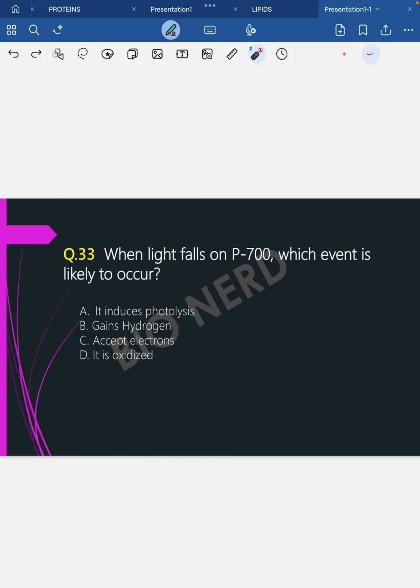Okay, next, when light is absorbed by the P700, then electrons escape out and move towards the primary electron acceptor, and P700 becomes oxidized. So the right option will be delta, it is oxidized.